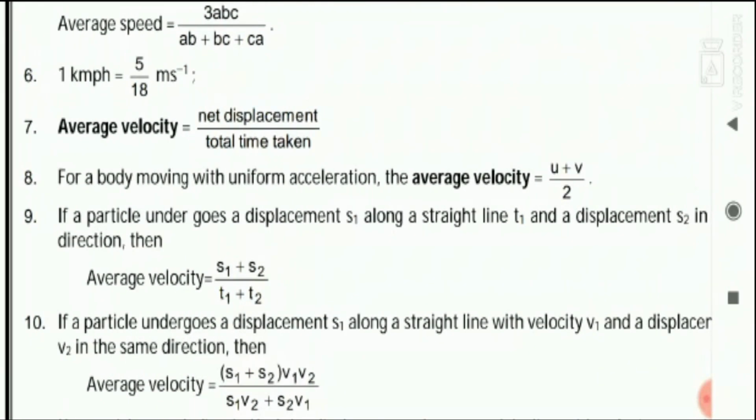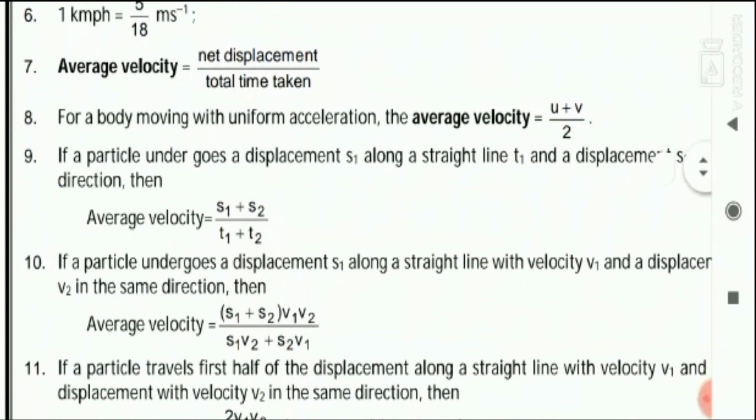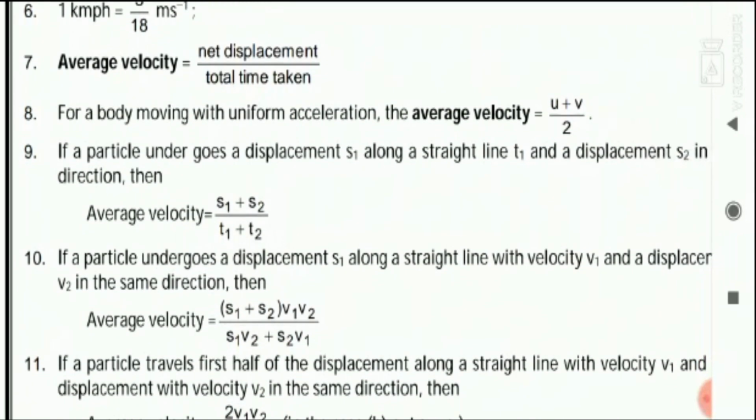And this is simply a conversion. If speed or velocity is given in kilometer per hour, then to convert it into meter per second, in place of 1 kilometer per hour, you write 5/18 meter per second. Then average velocity is also a simple formula, net displacement by total time taken. Then if a body is moving with uniform acceleration, average velocity is u plus v by 2. You know well where u is initial velocity and v is final velocity.